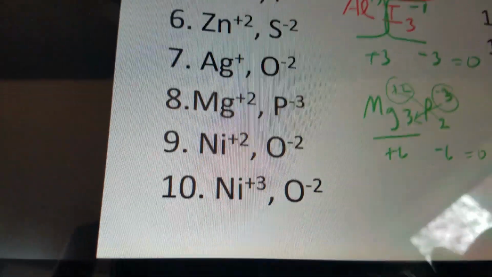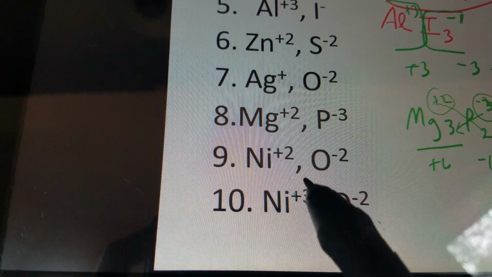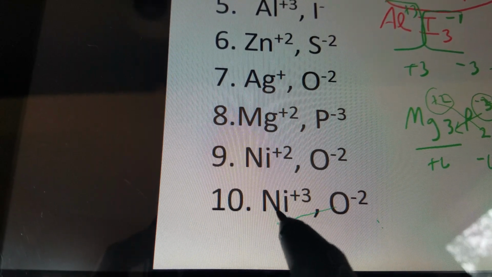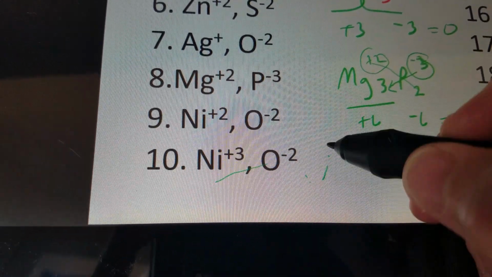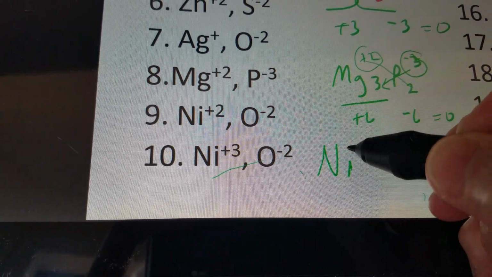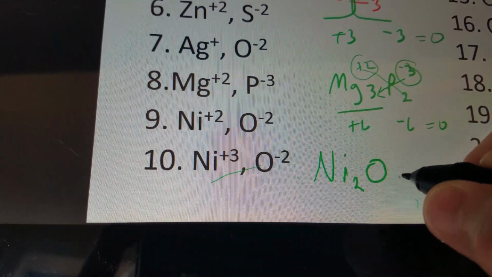So look at number 10. If you're doing this one, it's got the same situation. We need a common multiple of 6, which means this one would need to get multiplied by 2. This one would need to get multiplied by 3. So my final formula would be nickel with a 2 and oxygen with a 3.